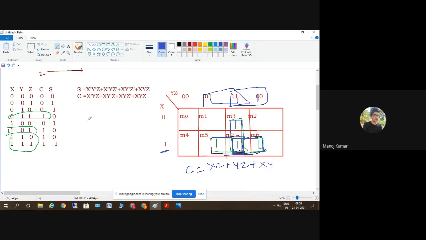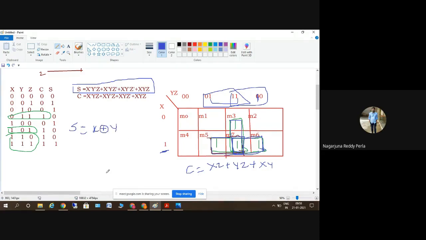Yes, sir. Okay. So I'll tell you a shortcut for this sum here. In case of half adder, what is the output? What is the output of sum in case of half adder? X bar Y plus X Y bar, that is equal to nothing but X exclusive OR of Y, right?